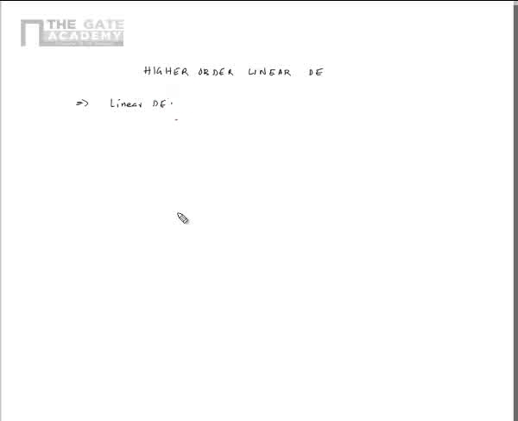So a linear differential equation means the dependent variable and its derivatives are in first degree and not multiplied together. Okay, so this we have seen previously itself, I'm just revising it, the definition of a linear differential equation.